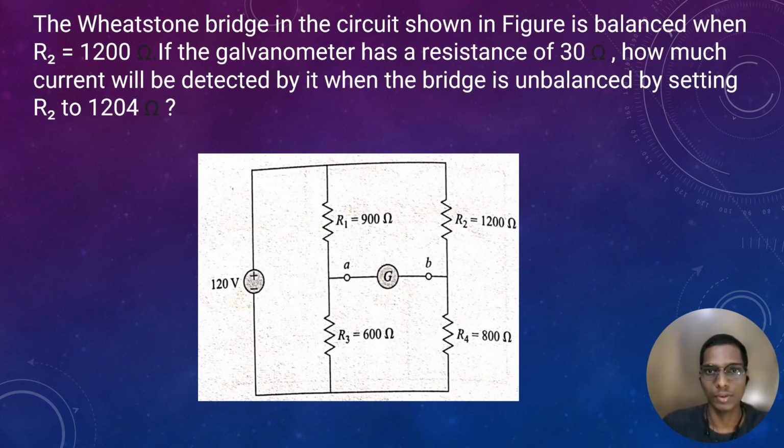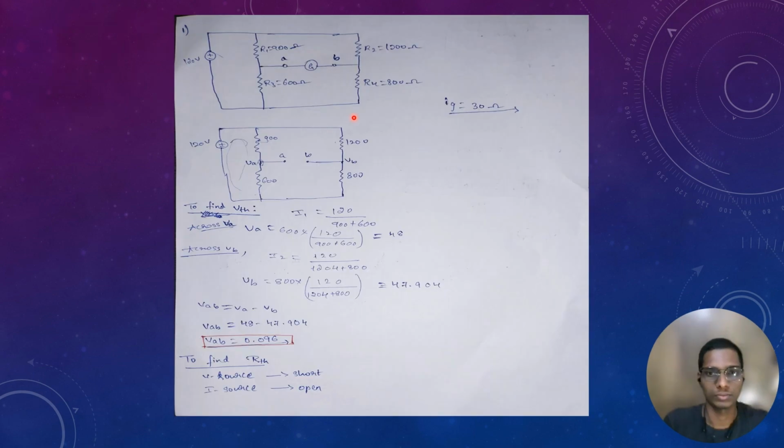Here is the given circuit. In the question, they have given that the galvanometer resistance is 30 ohm. To find the current of this galvanometer, we have to open this circuit.